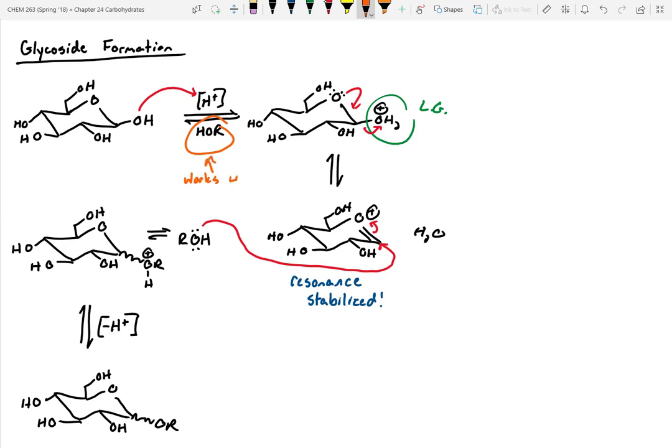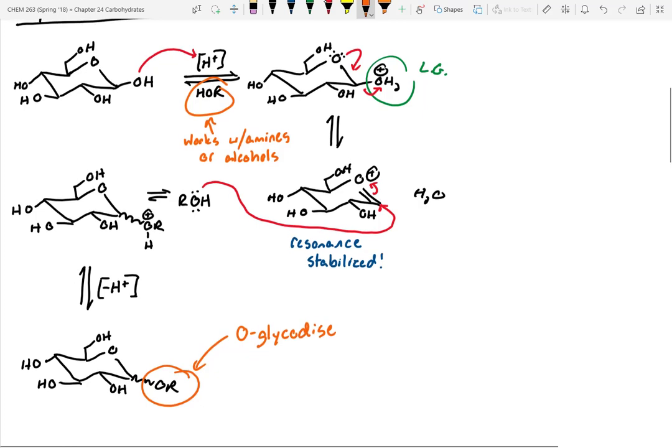It works with amines or alcohols. If you do this with alcohols, you get an O-glycoside. So over here, we call this an O-glycoside, which basically just means that you reacted it with an alcohol, right? Not a nitrogen-containing compound. If you reacted it with an amine, it would be called an N-glycoside. And N-glycosides are actually pretty common.